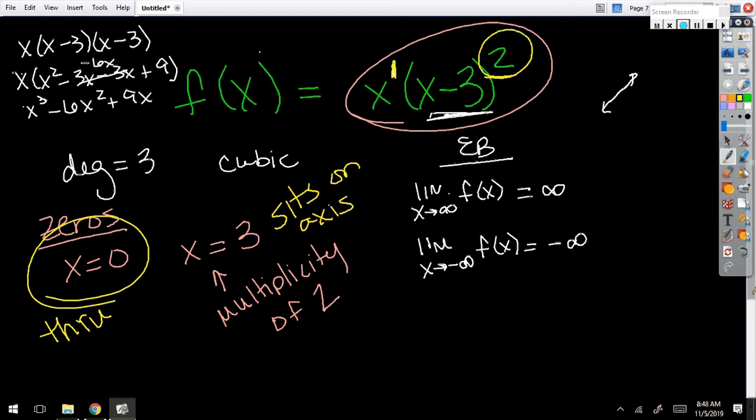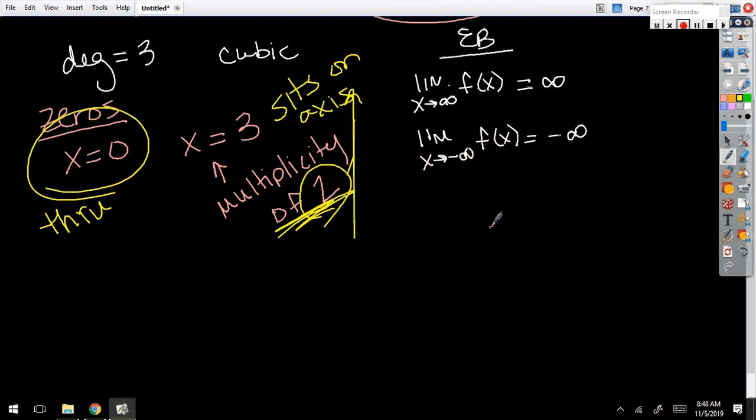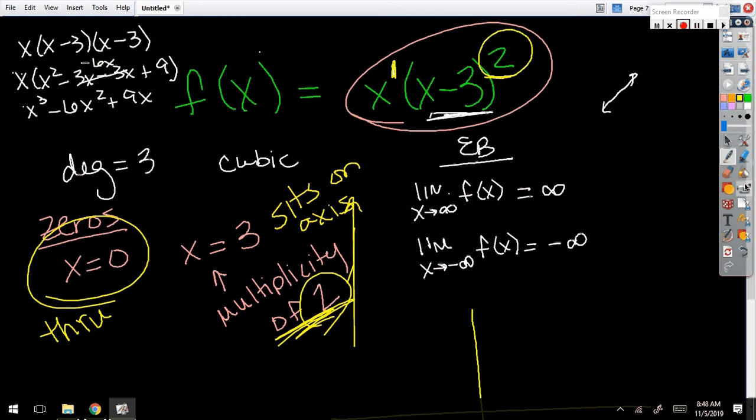How is it even? 2 is an even number, that exponent. Multiplicity 2. 2 is even. That's how many times it repeats. Where did what one come from? This one? Yeah. Right, because this exponent is odd.